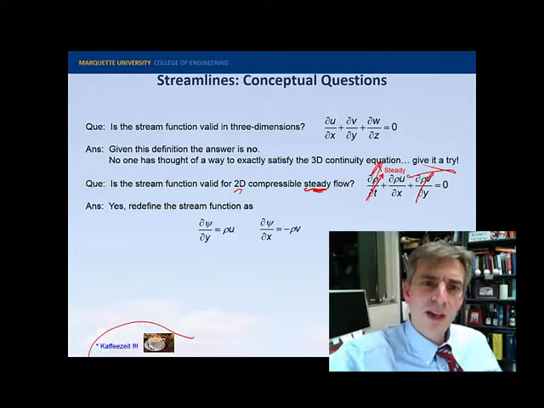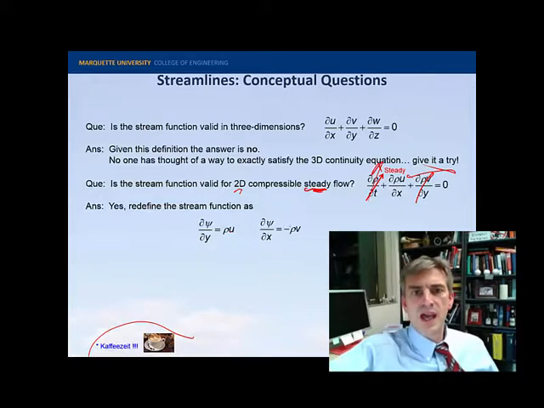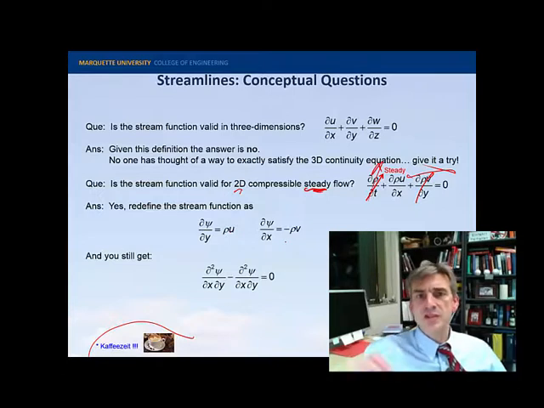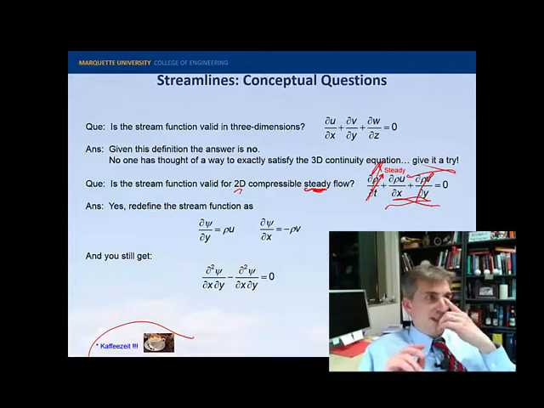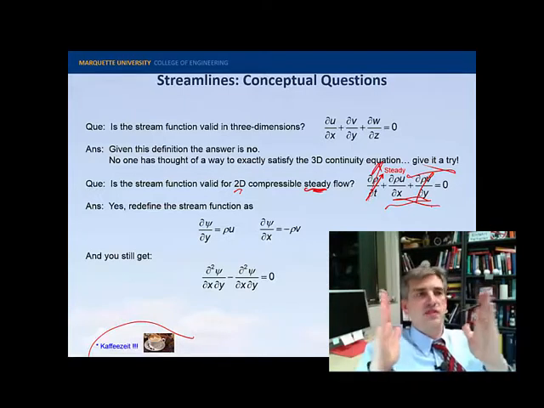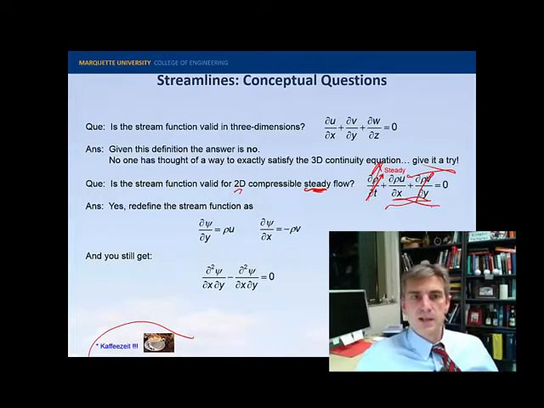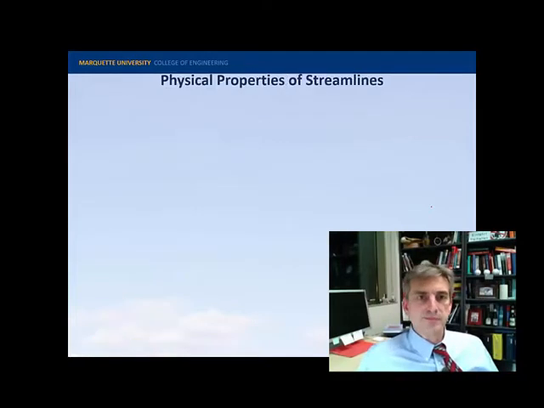I can require that partial psi, partial y is equal to rho times u, and likewise partial psi, partial x is minus rho v. If I put that into the two-dimensional equation, then of course I still get an exact solution. So it's okay for compressible steady flow and incompressible 2D flow. Compressible steady means you've got a density gradient, but it's just sitting there. It'd be like compressible flow through a steady nozzle.